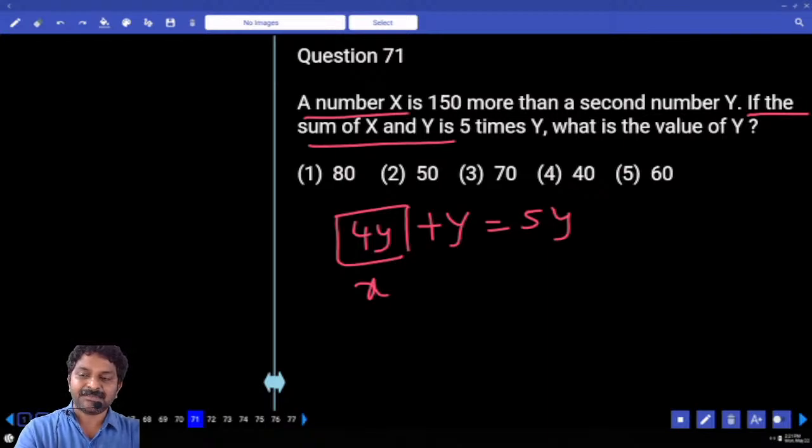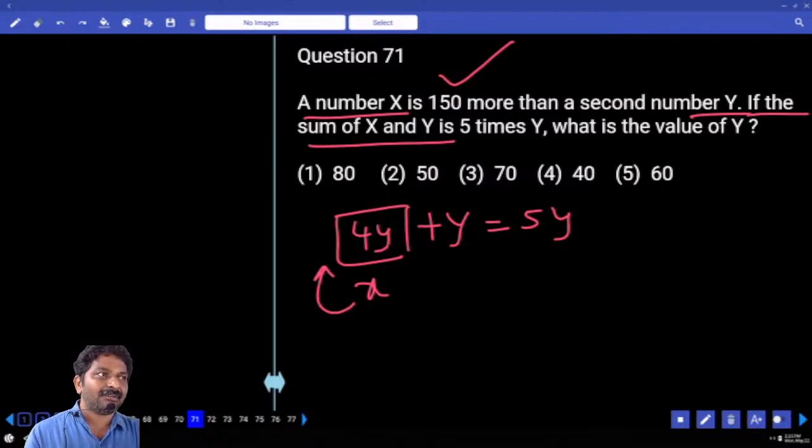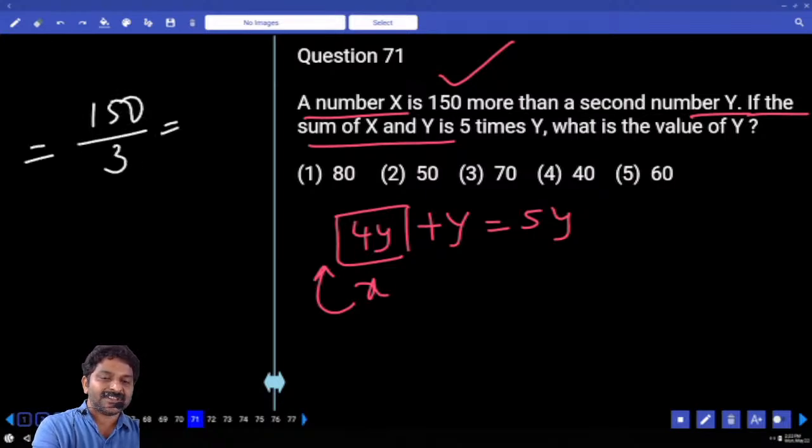Now difference between x and y is 150, they said, right? How much is x in terms of y? X in terms of y, 4y, y, difference. 3y is equal to 150, y is equal to 150 by 3, which is equal to 50. What is the value of y? Y is 50, done.